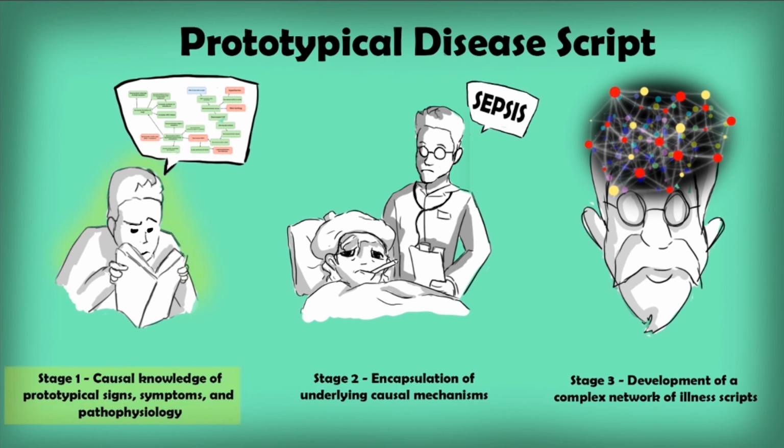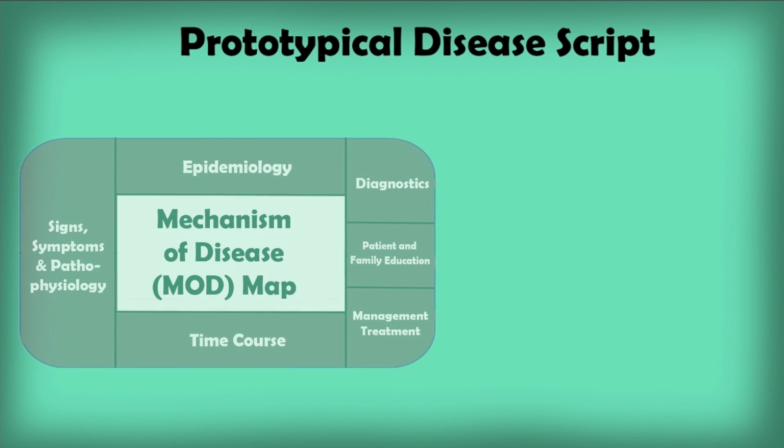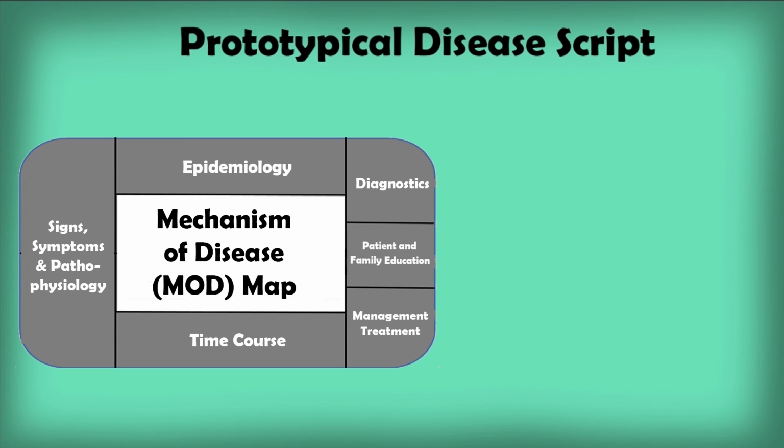For HB2, HB3, and S3, you are to elaborate a series of prototypical disease scripts that correlate basic scientific knowledge with clinical practice by illustrating the causal relationship between prototypical signs and symptoms and their underlying pathophysiological processes. The scripts will serve as a strong foundation for advancing your clinical expertise as you encapsulate knowledge of cause mechanisms and develop complex networks of illness scripts. Figure 5 depicts the basic components of a prototypical disease script.